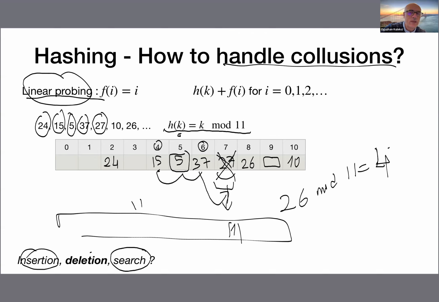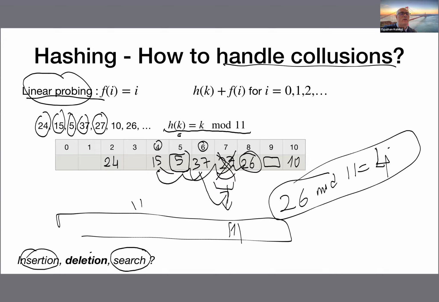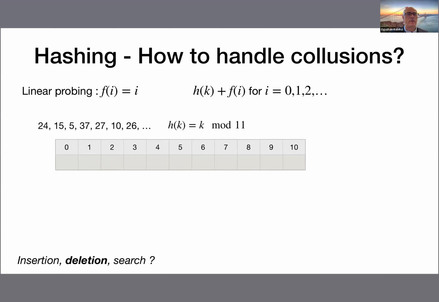Now, if you do it this way, the previous problem will not happen, because you will be able to hit the cells and you will be able to find 26. So this is a point that we should be careful about while dealing with hash functions. Okay, good.